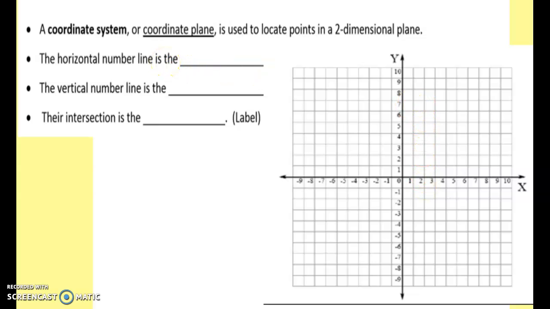So the horizontal number is found along the horizontal line, which hopefully you remember is known as the x-axis. And again, two-dimensional, right? So we also have a vertical location, which is called the y-axis. So this vertical line here is our y-axis.